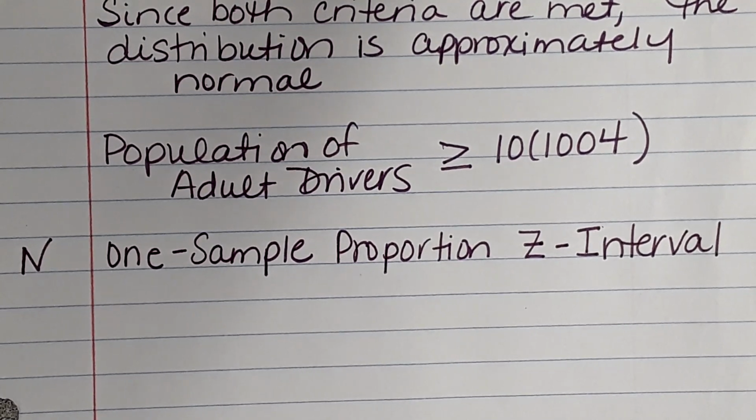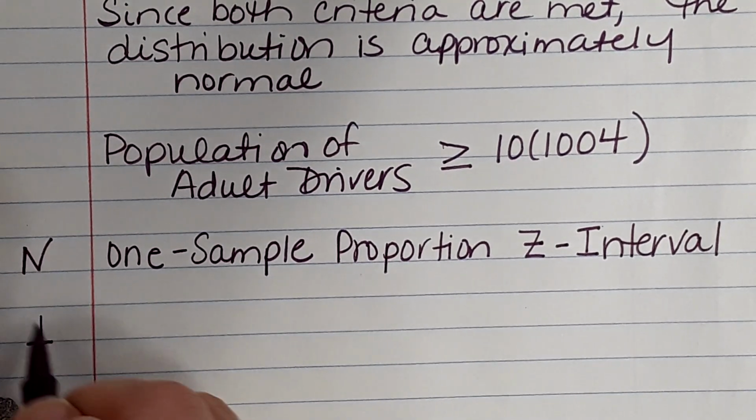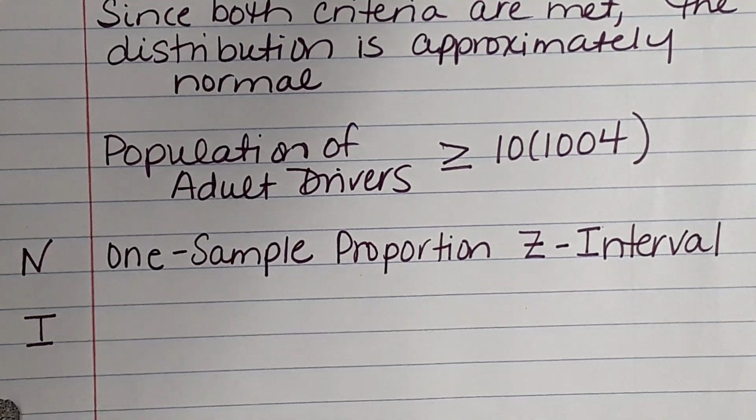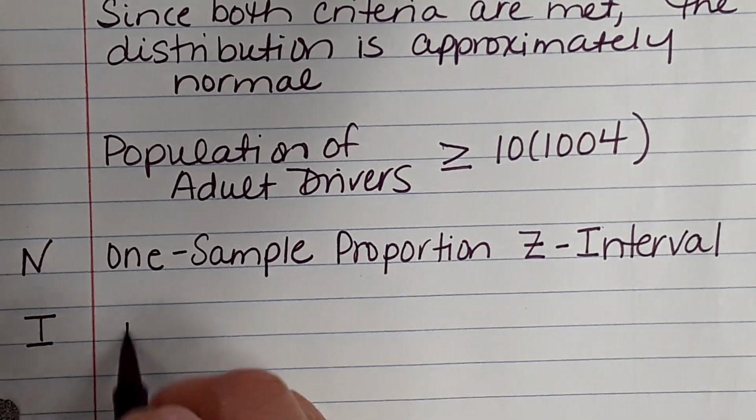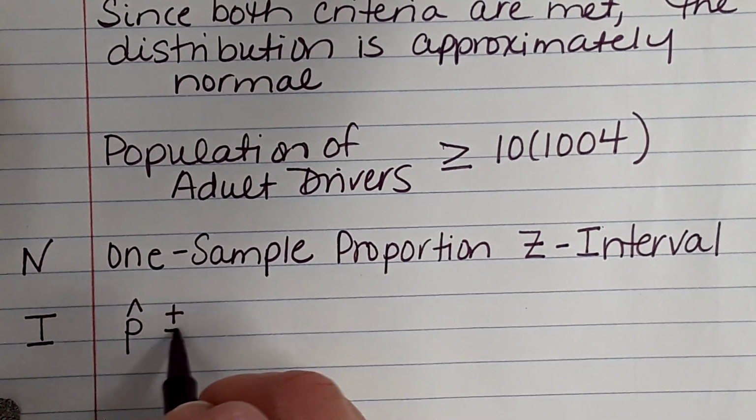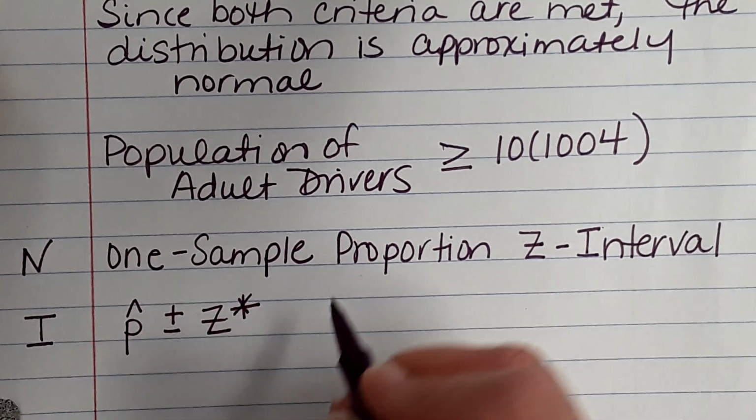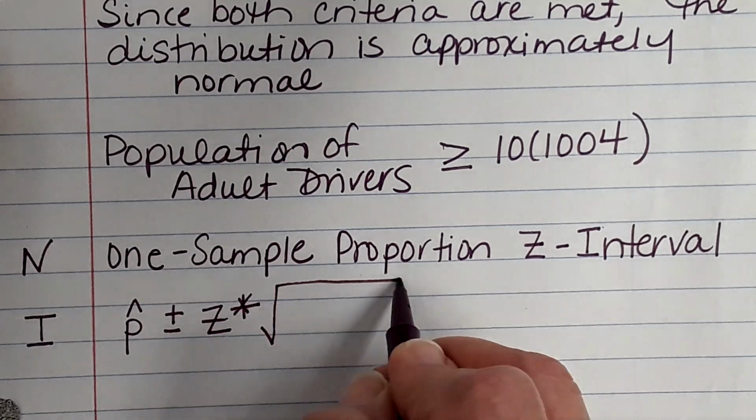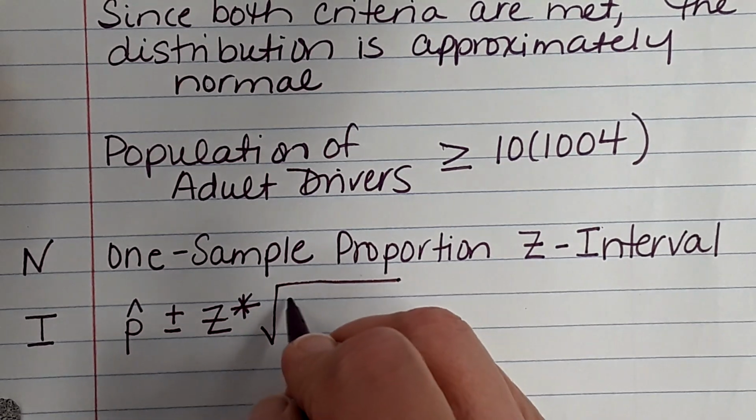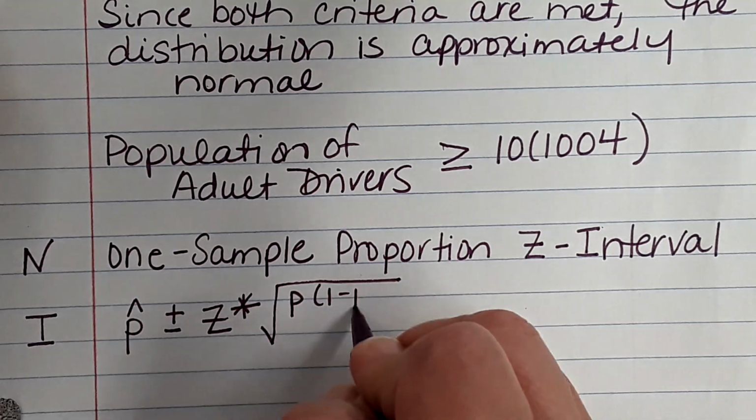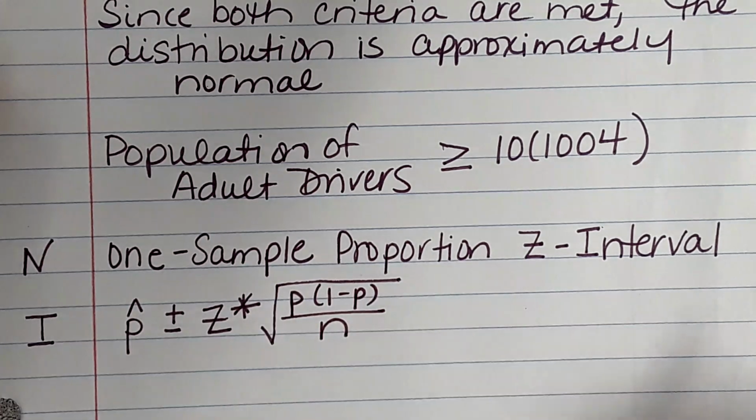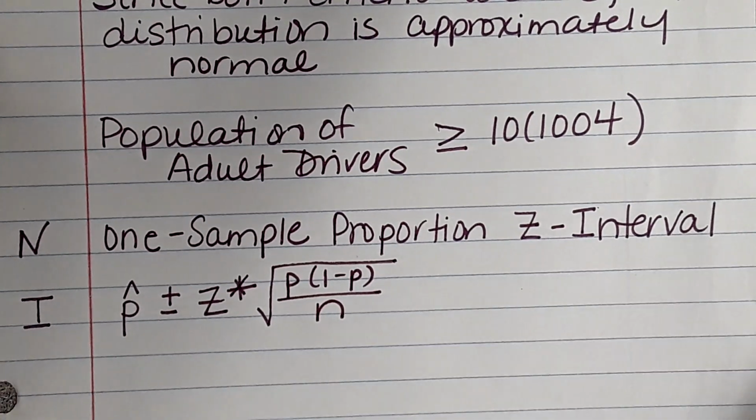Okay, now it's our interval time. The first thing we need to do is write our formula. So our formula is P hat plus or minus what? Z star times the square root of P times 1 minus P over, not over 1, over N. Sorry. Okay, so let's put our numbers in and then we're going to have the calculator do the interval for us.